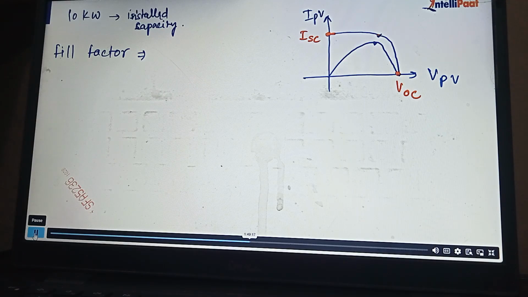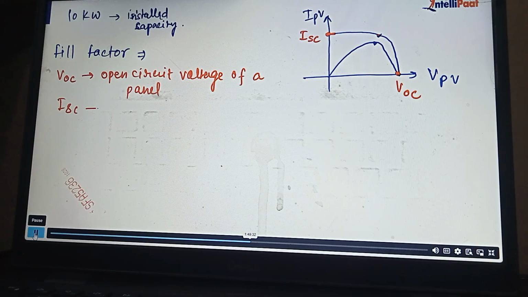So these two parameters: generally VOC we are representing as the open circuit voltage of a panel, and ISC, short circuit current of a panel. There are two main terms, right?